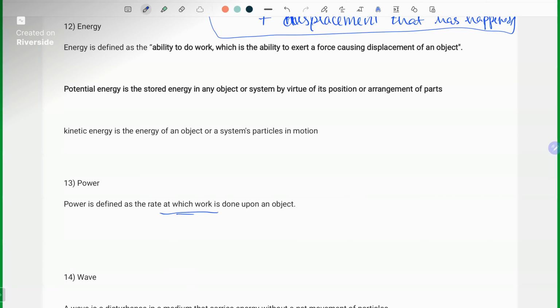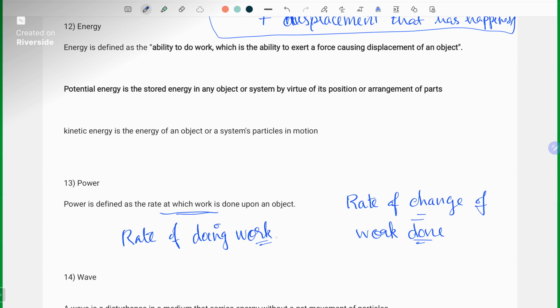See, power is rate of change of work done. That is, simply put, rate of doing work. How fast a work is done. The rate at which a work is done. That is power. Power is basically rate of work done. And the unit of power is joules per second.